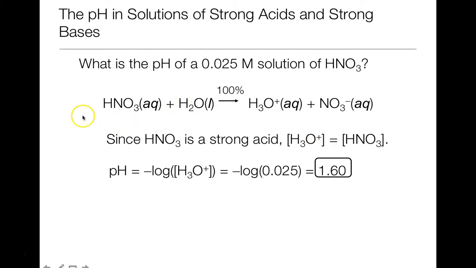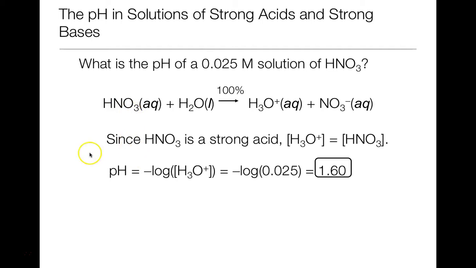Because again, we're going to pretend we're omnipotent beings. We can pause time. We make our solution. Everything is HNO3 and it's dissolved in water. We unpause time. We let it react. When it's done, all of that 0.025 molar solution of HNO3 has now been almost entirely converted to hydronium and nitrate. And that is why we can make this assumption, and it's very reasonable, that the concentration of hydronium equals the concentration of the HNO3 to start with.